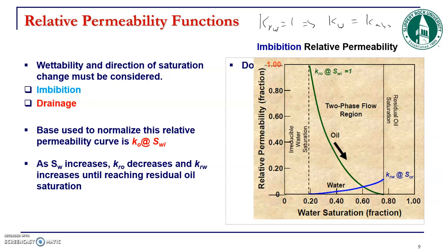Anyway, I should mention that a one phase system does not mean that you only have one phase in your system. One phase system means that only one of the phases moves. You might have a system in which you have 20% irreducible water saturation, and that 20% doesn't move, right?